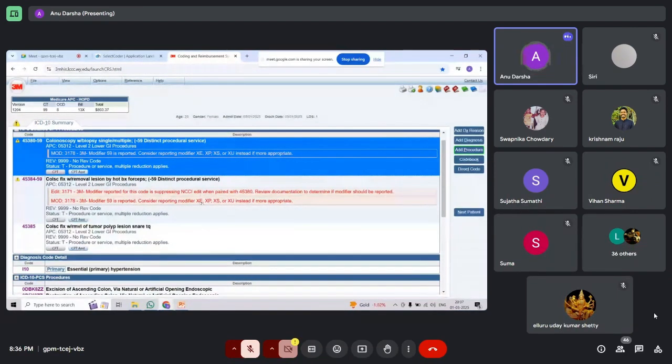So what are XE, XP, XS and XU? This is a more specific segregation of 59. So 59 and these are basically the same, but 59 is more specified into XE. XE means separate encounter. XP means separate provider. XS means separate structure, or you can also use XS for separate incision. XU means unusual overlapping service. If none of these are applicable for your case, then you can go with the XU modifier.